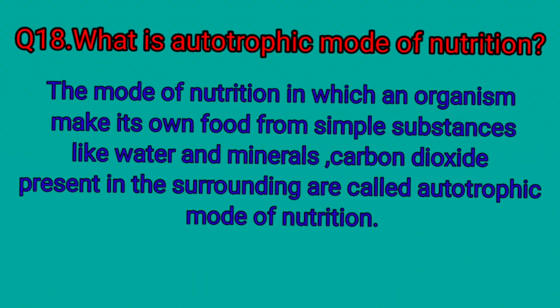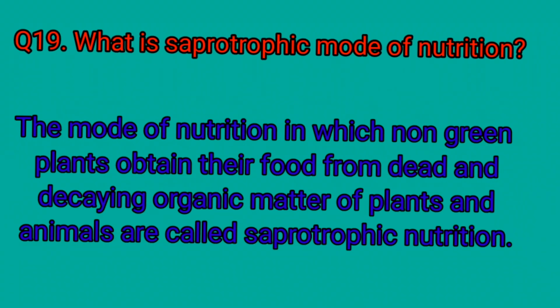What is autotrophic mode of nutrition? Answer: the mode of nutrition in which an organism makes its own food from simple substances like water and minerals, carbon dioxide present in the surrounding is called autotrophic mode of nutrition. What is saprotrophic mode of nutrition? Answer: the mode of nutrition in which non-green plants obtain their food from dead and decaying organic matter of plants and animals is called saprotrophic nutrition.